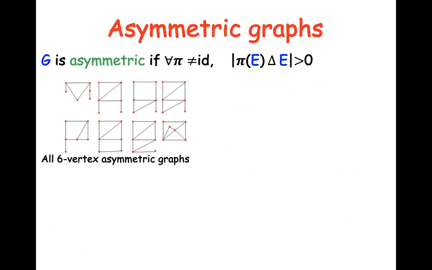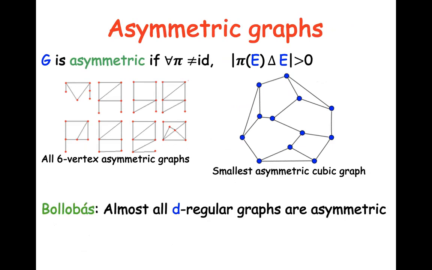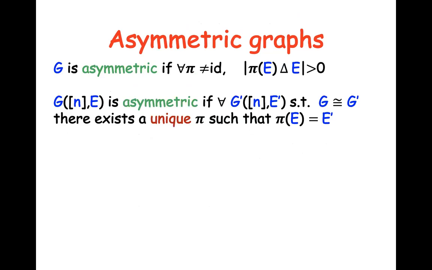Here are some examples. The smallest asymmetric graphs have 6 vertices, and here are all of them. If you want regular graphs, which are more interesting, then the smallest has 12 vertices. This is the smallest one, it's cubic. It's not hard to see, by a counting argument, that most regular graphs for any d are asymmetric, so they are abundant, but constructing them is not so easy, and we'll do even more than that.